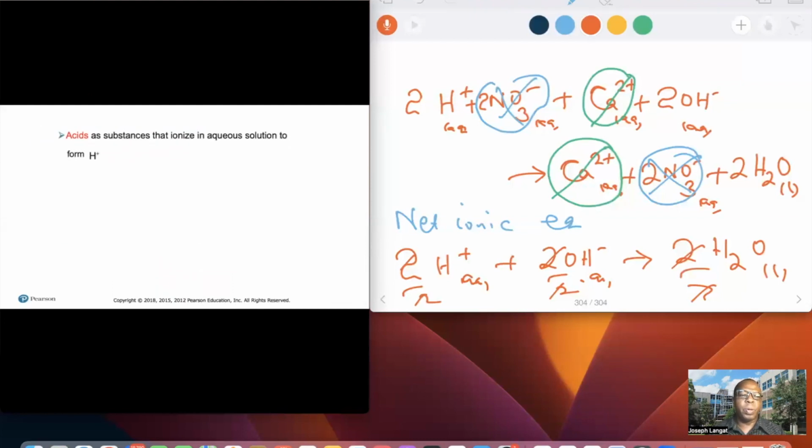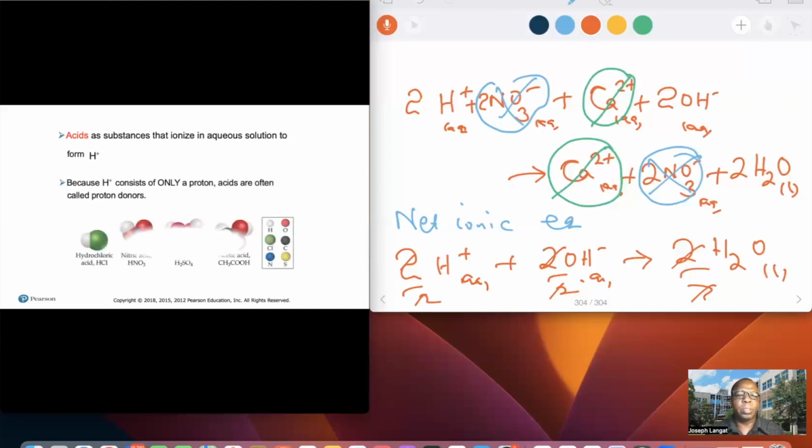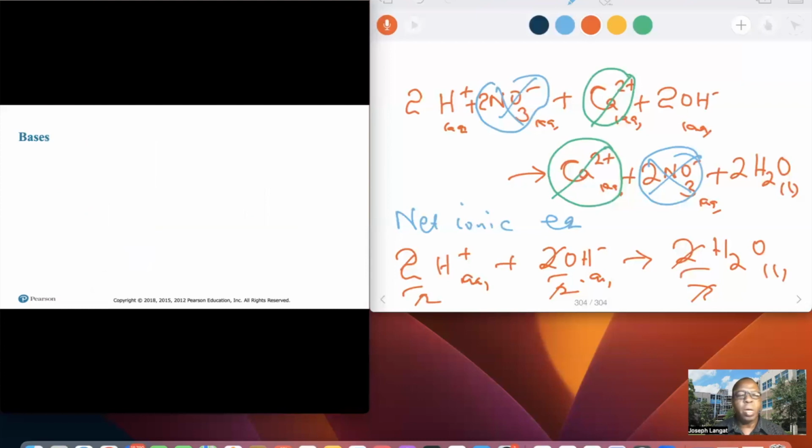Now, I've talked about acids which ionize. Polyprotic acid ionizes as well, and the first ionization is large for polyprotic acid. These are just a few examples of acid: hydrochloric acid, nitric acid, sulfuric acid. This is polyprotic, and then acetic acid. See, those are the most common acids you will encounter.